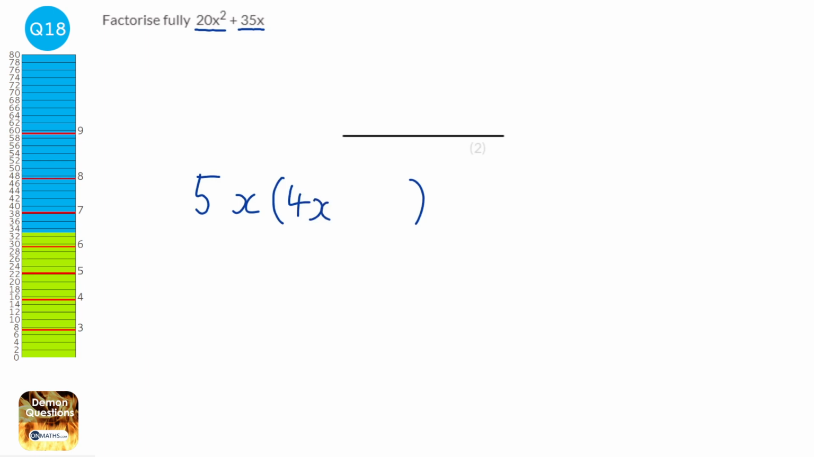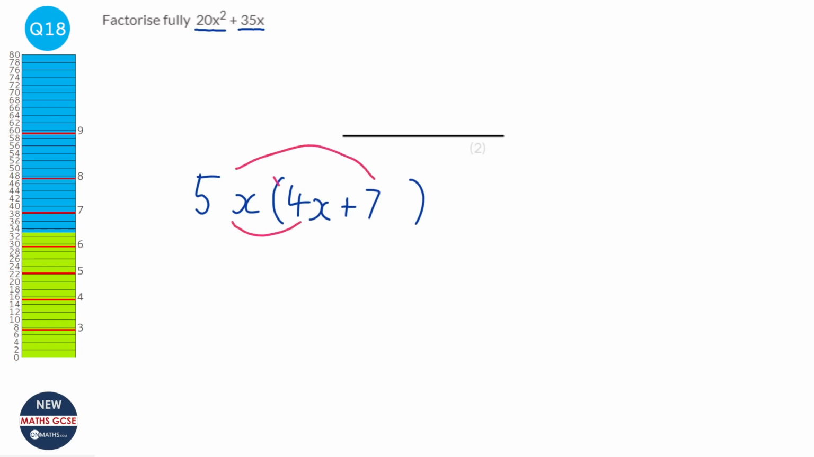Then to get the second term in the bracket, we ask ourselves, what times 5 is 35? Well, that's going to be 7. And what times x is x? Well, we don't need an x on the end of that. 5x times 7 is 35x. And you can actually expand that, and you can use any method you want, but I'll use smiles and rainbows.